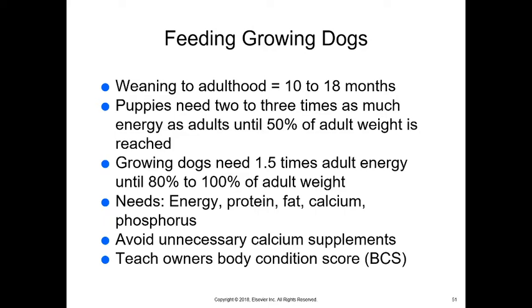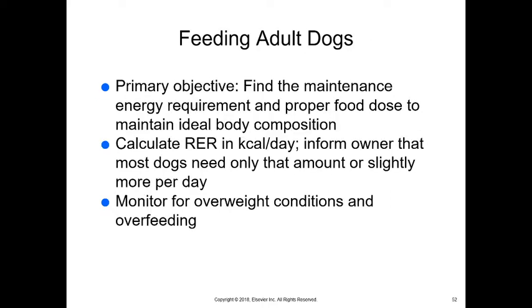We do want to avoid unnecessary calcium supplements, however, because if you get that balance of calcium to phosphorus off, it's going to change the way that they grow and it's going to make things worse. You do want to teach your owners how to do a body condition score. If we keep puppies at a normal body condition score, a 3 out of 5 or a 4.5 to 5 out of 9, if we keep a lean puppy, they're going to grow into a lean adult. If we have a puppy that's roly-poly and cute and fat, it's going to grow into an adult that has difficulty losing weight, and that can lead to long-term problems.